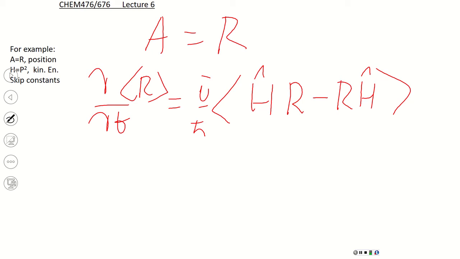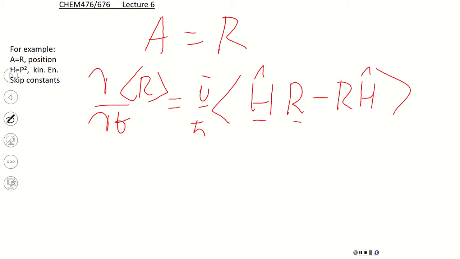So commute operator R with the Hamiltonian. It is very general. It is a replacement of the Schrödinger equation by the Heisenberg equation of motion. All right. And then we need to commute, to multiply the Hamiltonian by position and position by the Hamiltonian.